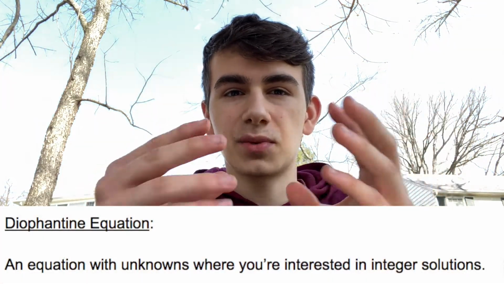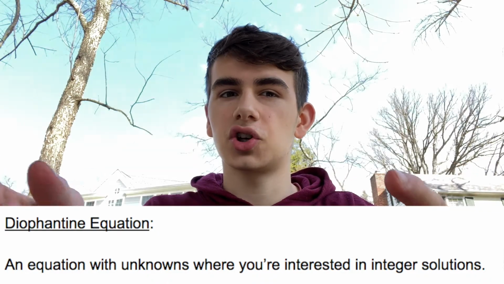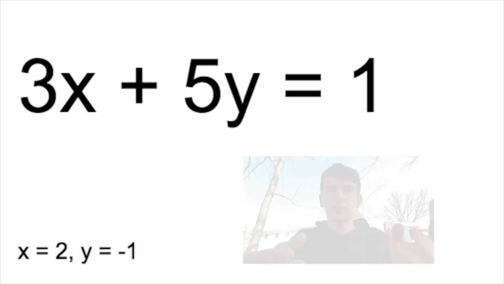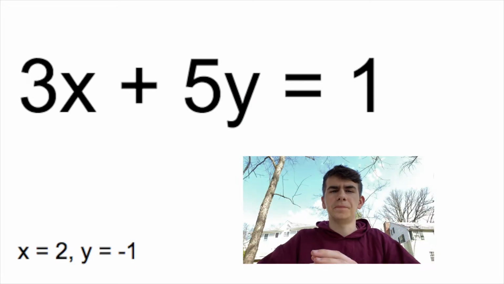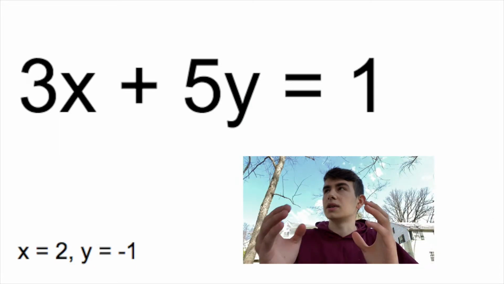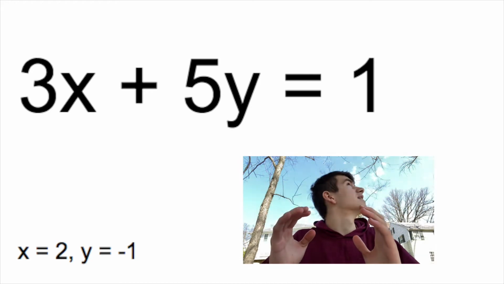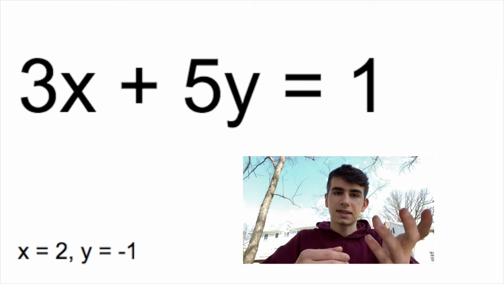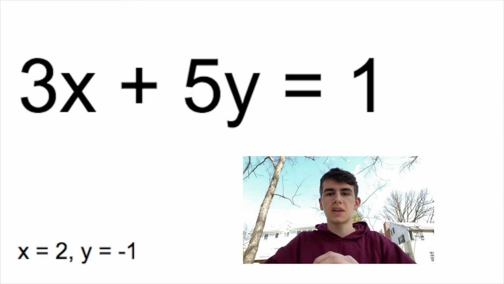So first, a Diophantine equation is an equation with unknowns where you're interested in integer solutions or integral solutions. So an example would be 3x plus 5y equals 1. And you're going to ask yourself, what pairs of x and y can I get to solve this equation? And it turns out there are an infinite number of solutions.